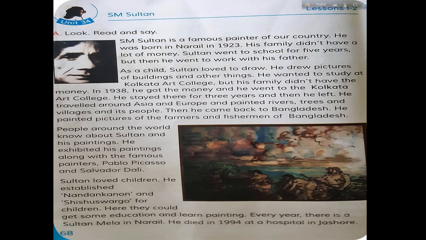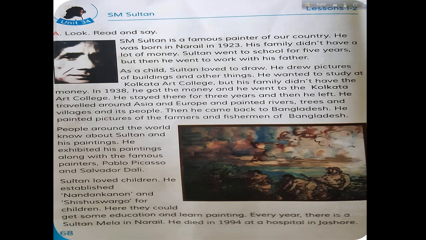Dear students, listen. SM Sultan is a famous painter of our country. He was born in Narail in 1923. His family didn't have a lot of money. Sultan went to school for 5 years. But then he went to work with his father. As a child, Sultan loved to draw. He drew pictures of buildings and other things.